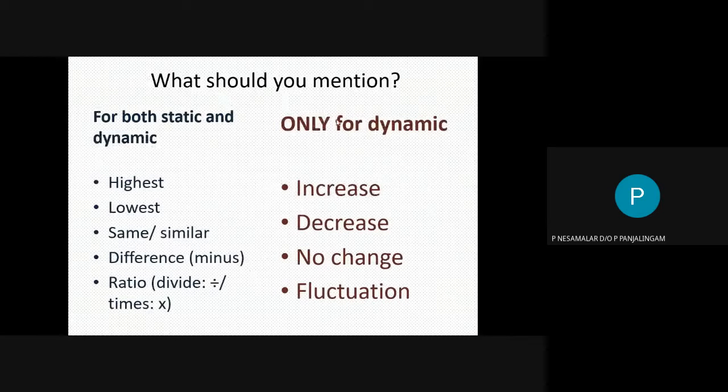Now, what can you mention? For both static and dynamic, you can mention these things: highest or the most, lowest or the least, something that is same or similar. You can do simple math like subtraction or minus. You can do ratios, you can divide, you can even do times. Now, only for dynamic charts, you can write about something increasing or decreasing, or not changing or showing fluctuation. You cannot do that with static charts.